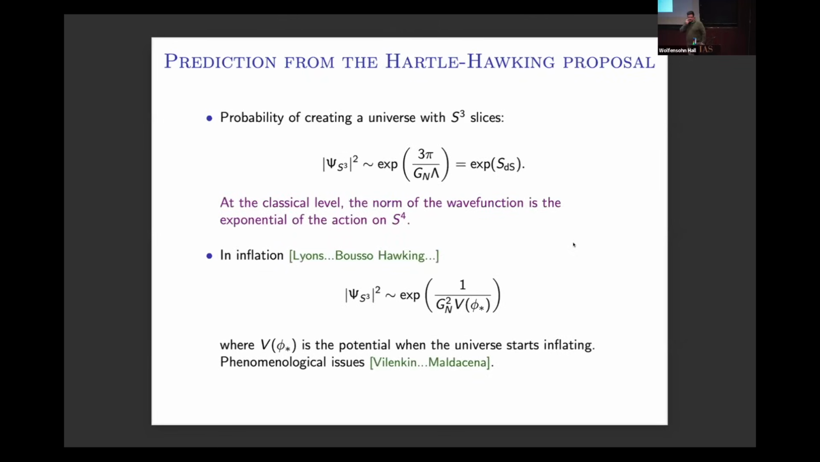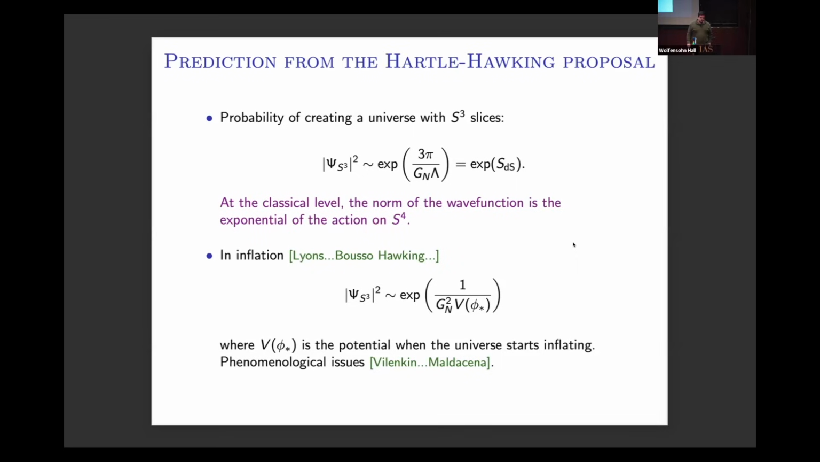Okay, so the probability of creating this universe is the exponential of the on-shell action, which is 3π over G Newton Lambda. And at the classical level, since the real part of the action comes from the Euclidean evolution, this is also the exponential of the action on the Euclidean de Sitter that is S4.